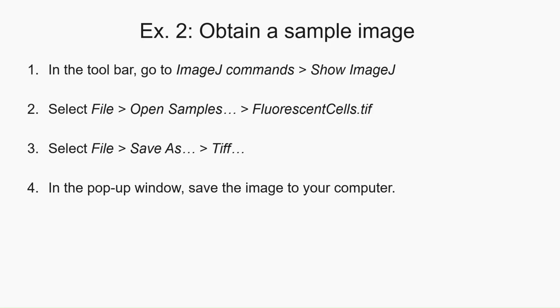We're then going to access the samples and select the fluorescent cells sample, which will then open the fluorescent cells image, and we'll save this as a TIFF file on our computer in a location we can refer to later. So I'll pause here so that you can have the chance to perform this exercise yourself.